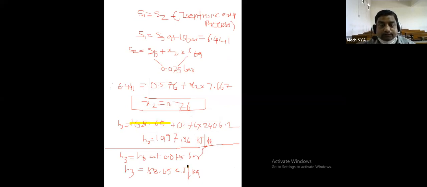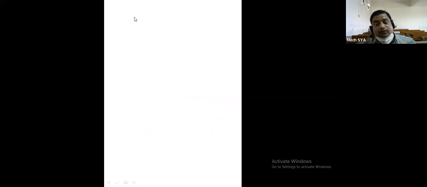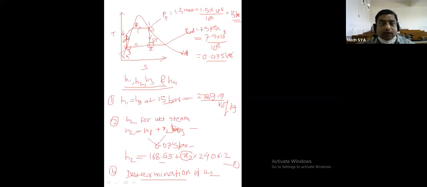Now, we have to calculate H4. But if you see the H4 point, it is neither on the liquid line, nor on the vapor line, nor in the superheated zone. It is a subcooled region, and the steam table is unable to give values in the subcooled region. It gives values on the liquid line, in the wet region, on the saturated curve, on the vapor line, and afterwards superheated. Subcooled properties cannot be calculated with the help of the steam table, but we have one equation.